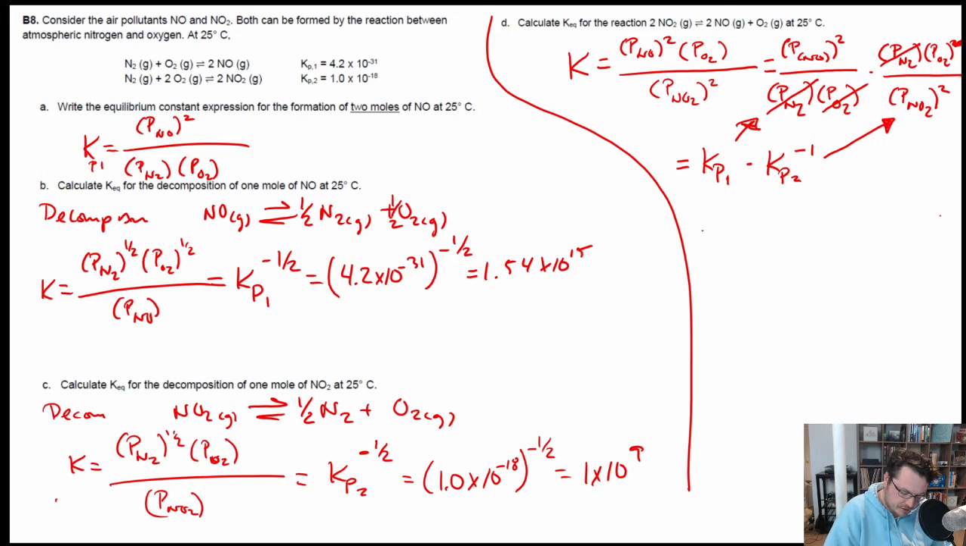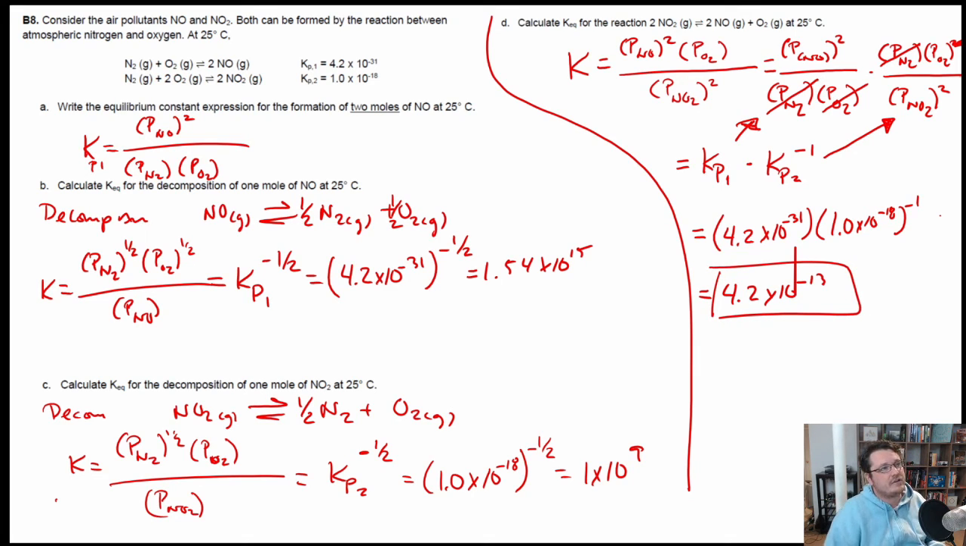And so those 2 come through there. All we have to do now is plug in our numbers. So we have 4.2 times 10 to the negative 31 times 1.0 times 10 to the negative 18, to the power of negative 1. That comes out to being 4.2 times 10 to the negative 13. And that's how you can stack equilibrium constants on top of each other.